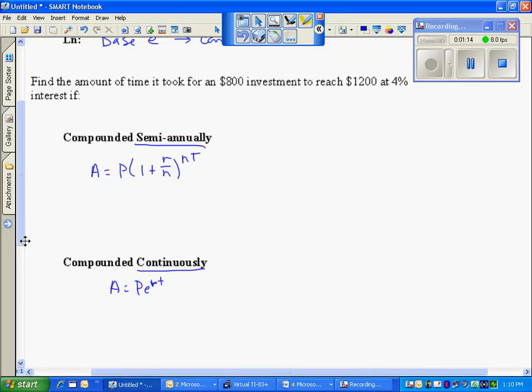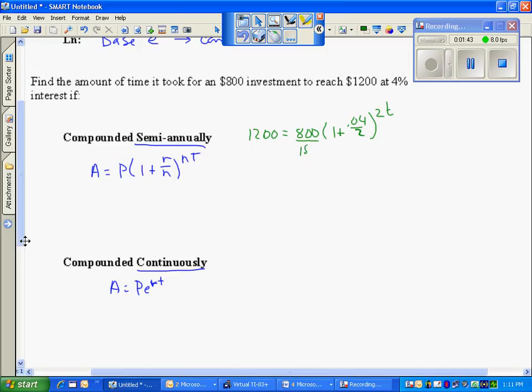So let's go ahead and use this information. I have $800 to invest. I'm going to get $1,200 at the end of my investment if it was compounded semi-annually at 4%. And semi-annually is the 2, the n, and I don't know how long it's going to take. That was my goal, to find that.